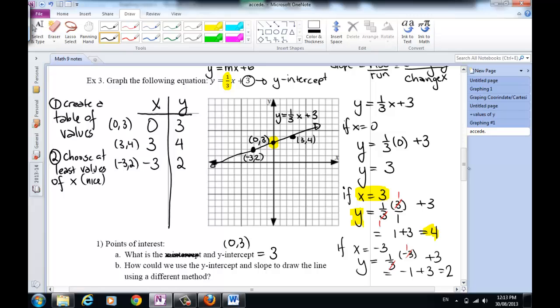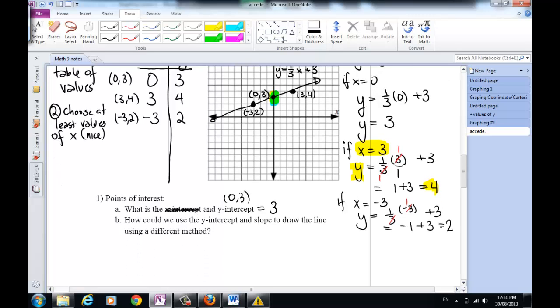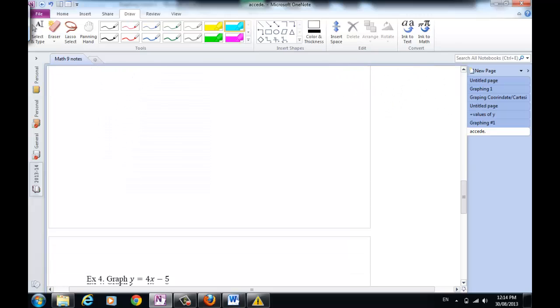So we're going to do this for the next question, but it's a useful question. I want you to think about this. How would you use the y-intercept? Okay, so this is what we just plotted with the yellow. How would we use that y-intercept there and the slope to draw the line, the same line, using a different method? So we're going to use this idea to do the next one.